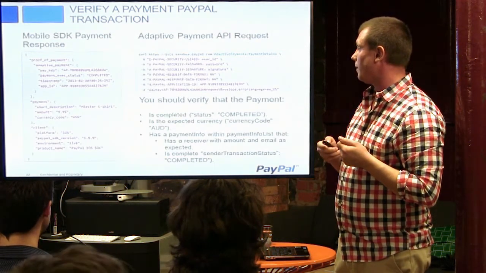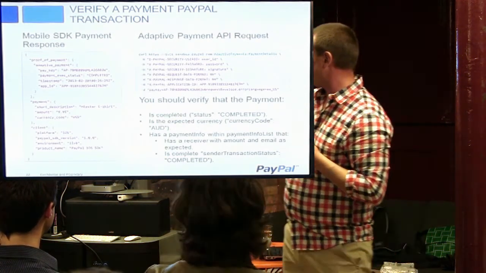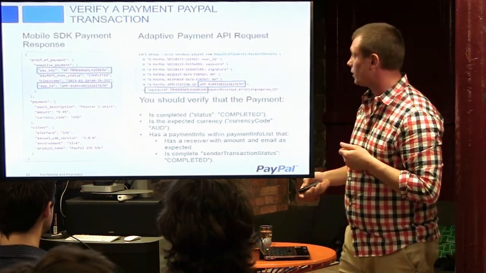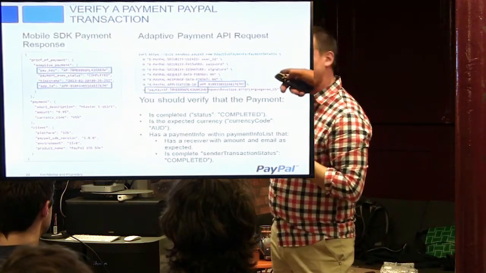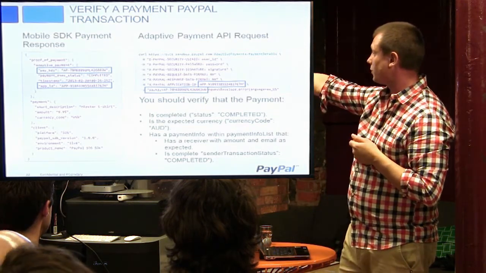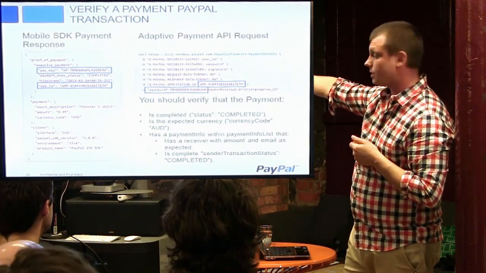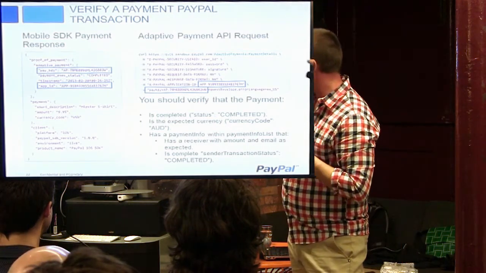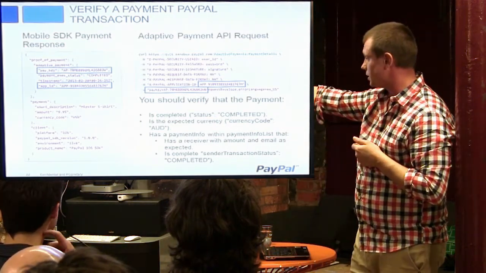This is for the mobile SDK payment response that you will have, and what you will need to look for is the payer key, application ID, and you need to pass it through the Adaptive Payments API. So this is for a PayPal transaction. You pass it into the endpoint there, and you will have a response, and this is what you need to check for.